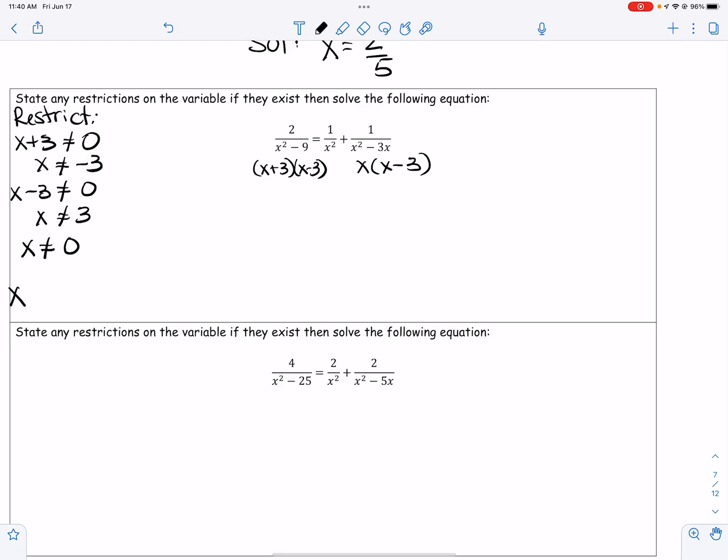So my restrictions are going to go in this box. And so I'm going to have negative 3, positive 3, and 0. Okay? Now, my LCD, I need 1x plus 3. I need 1x minus 3, but I need 2x squareds.